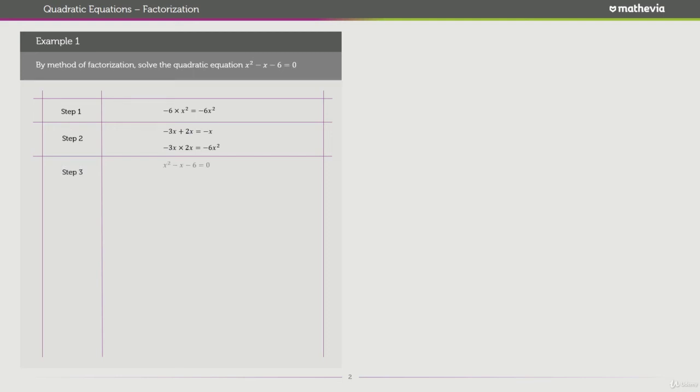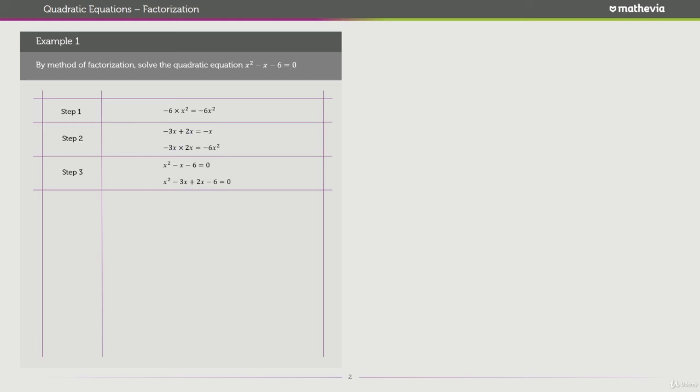Now, we have our equation x squared minus x minus 6 equals 0, and we've already established that minus 3x plus 2x equals minus x. Now what we're going to do is put minus 3x plus 2x for minus x in the equation. So our equation becomes x squared minus 3x plus 2x minus 6 equals 0. And if you look, we have successfully split minus x into two terms.